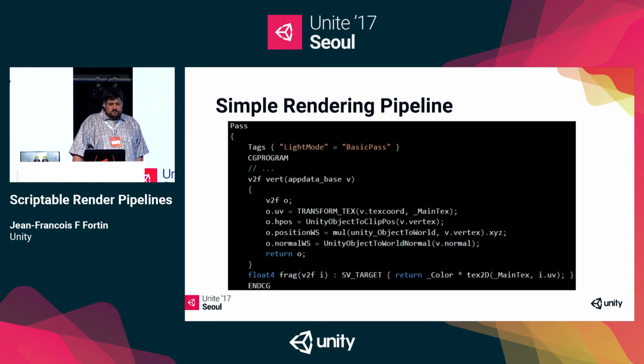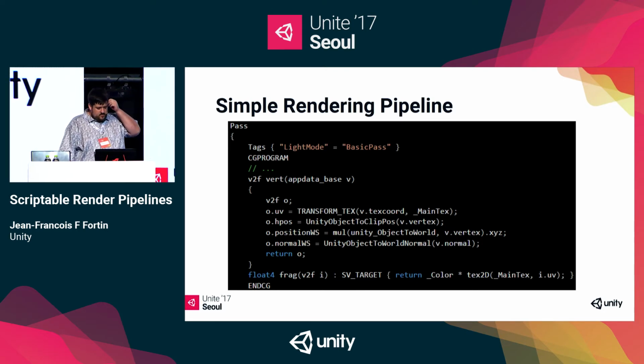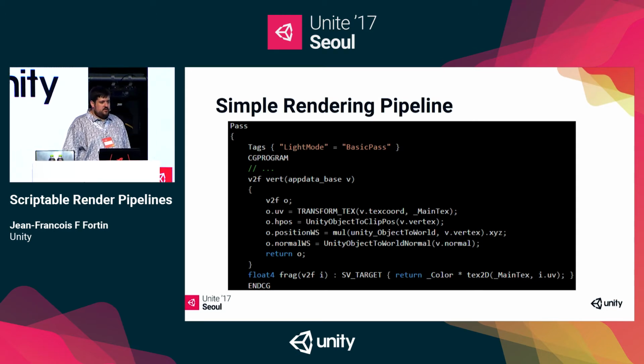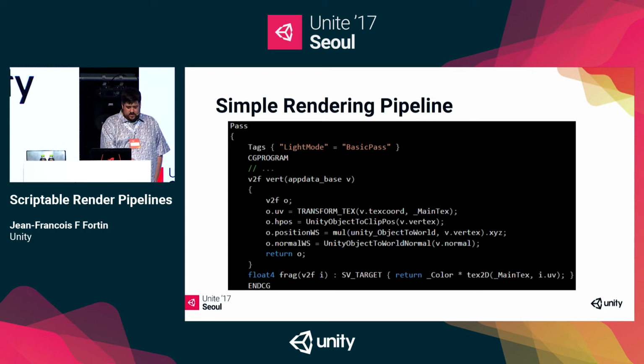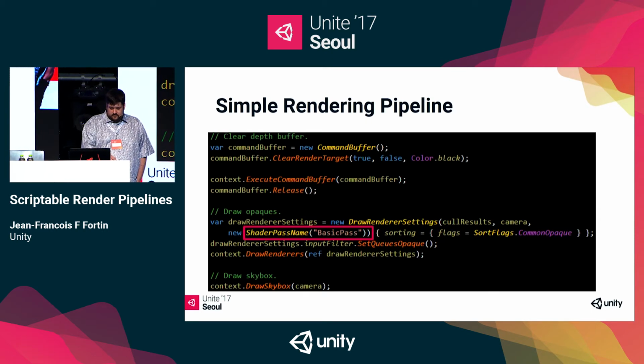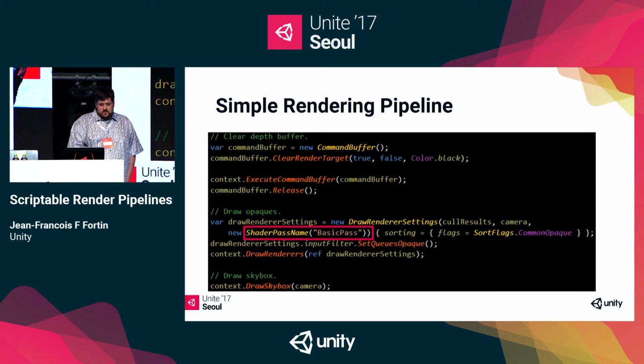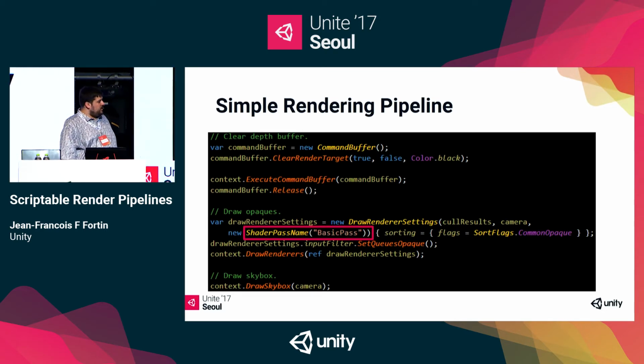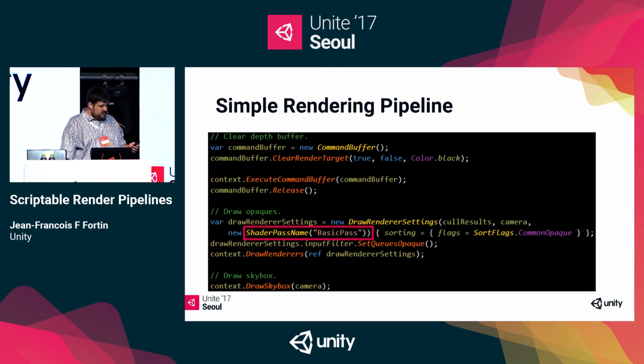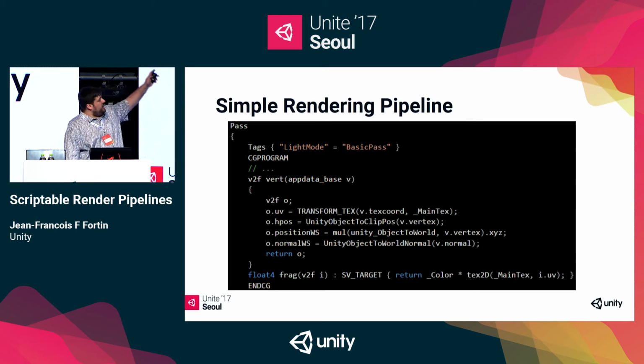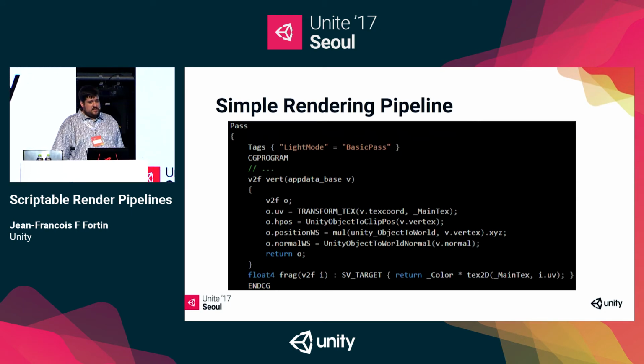So this is a very simple shader. All it does is do the object setup and render a color that is constant for the whole object. So this is just to point out that we're rendering the basic pass. And here we have the light mode set as the basic pass.